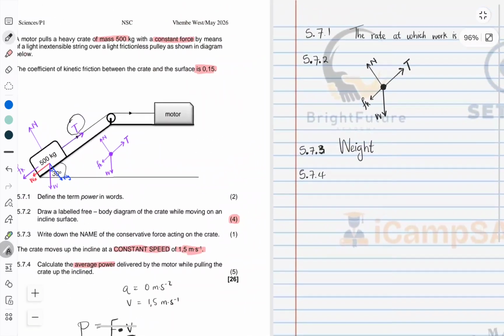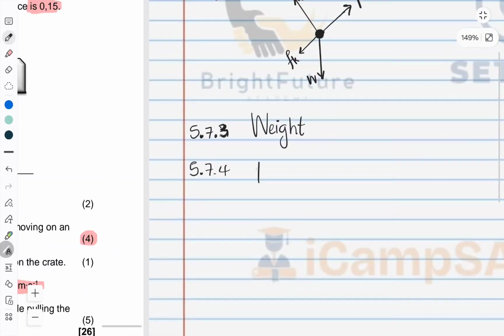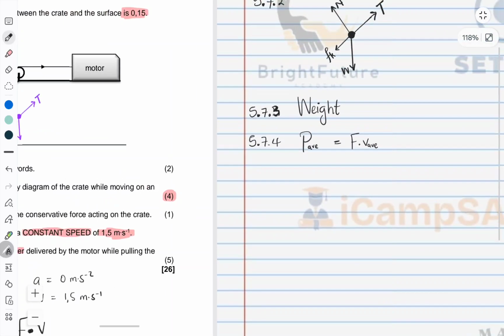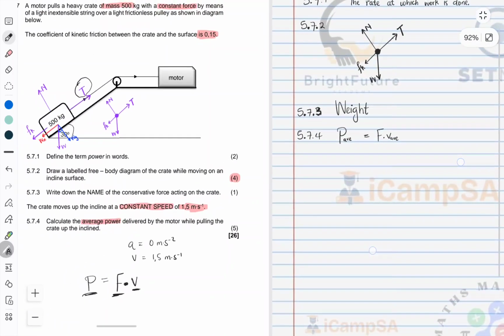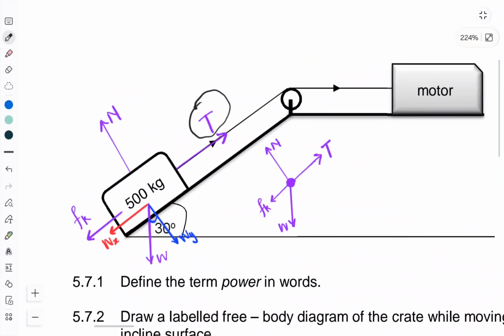So let's go about it. You can take it as it is if you want and say P_AV, but we'll use it later, not now, is equal to the force times the average velocity. So obviously the first step is let's find T. How do we find T? If we use Newton's second law, we can say F net is equal to ma. We already know that a is 0, so this whole right hand side of the equation will be equal to 0. The only unknown on the left hand side of the equation will be T.